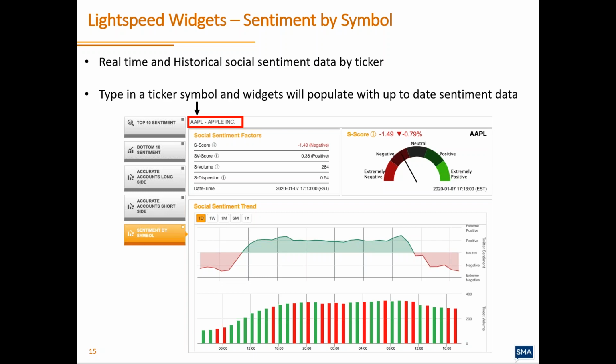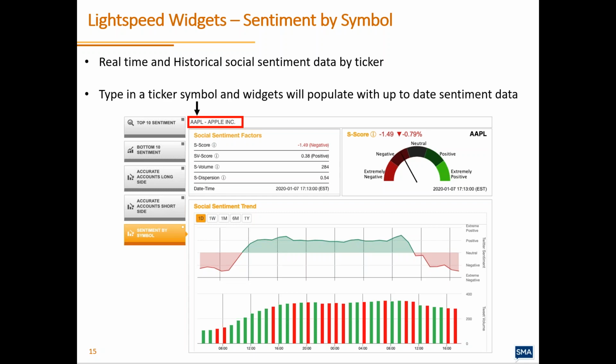So this is Apple. There were 248 tweets during that one snapshot time period. S dispersion is important because it shows you what percentage of the tweets are coming from unique accounts. So for Apple at this particular time period, 54% of the tweets were coming from unique accounts. That means each account is sending out almost 2 tweets. What you don't want to see is a very low dispersion, because that means most of the tweets are coming from one individual account.